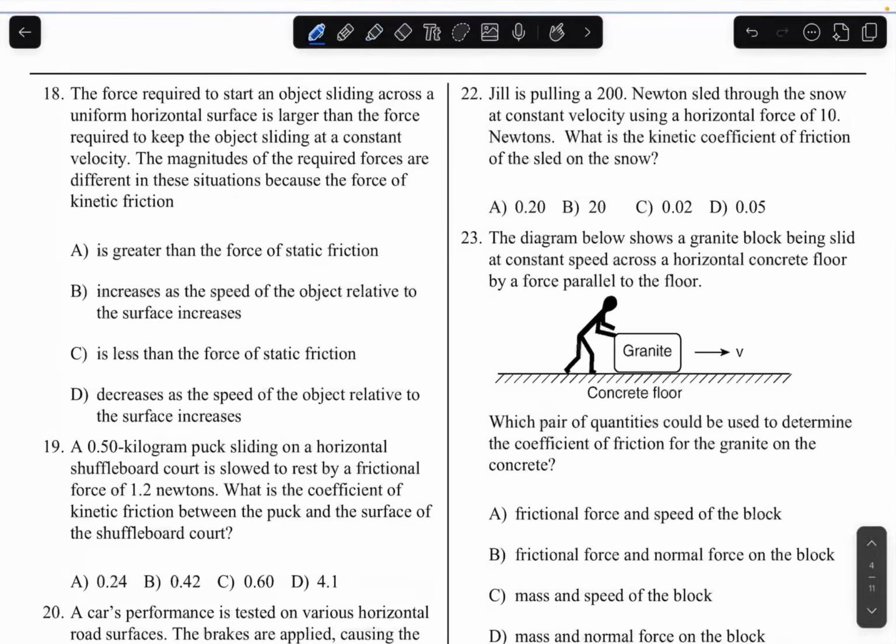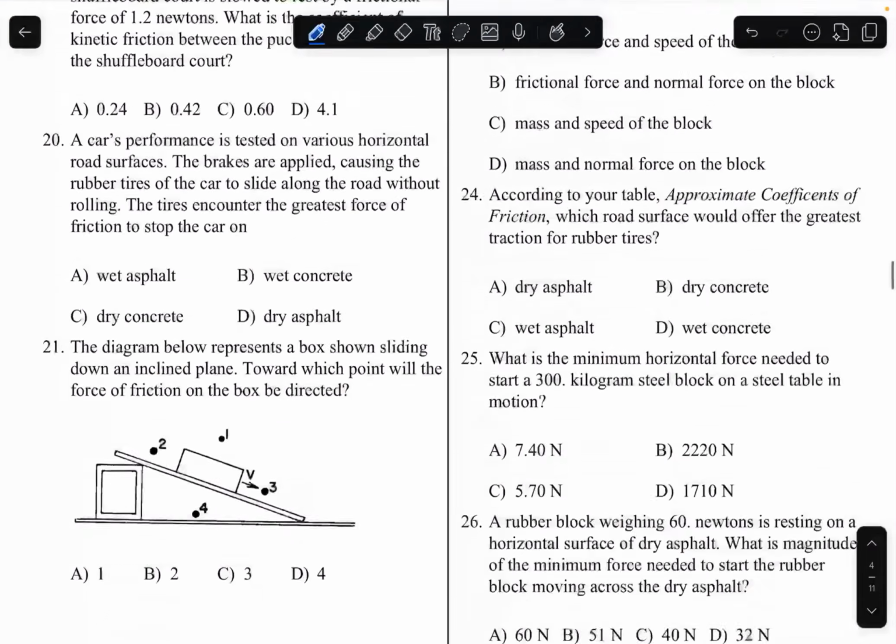18. The force required to start an object sliding across a uniform horizontal surface is larger than the force required to keep the object sliding at a constant velocity. The magnitudes of the required forces are different in these situations because the force of kinetic friction is less than the force of static friction. Remember, we talked about this earlier. Once again, this is greater than this.